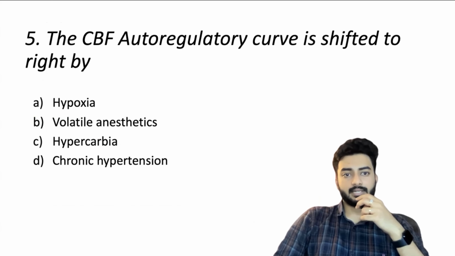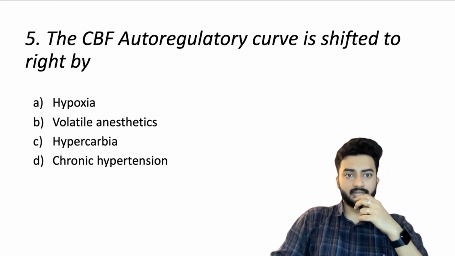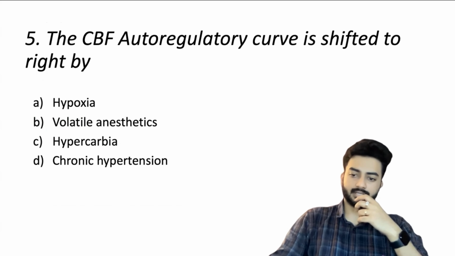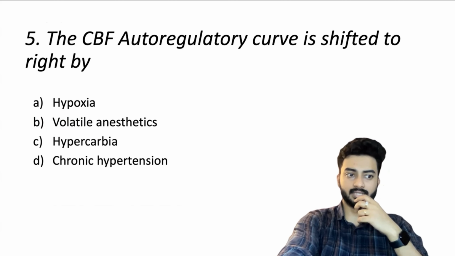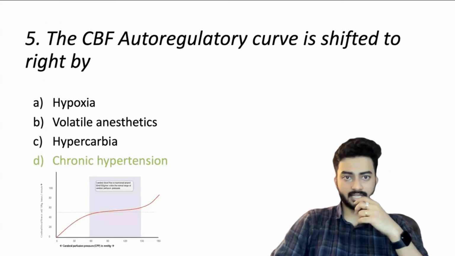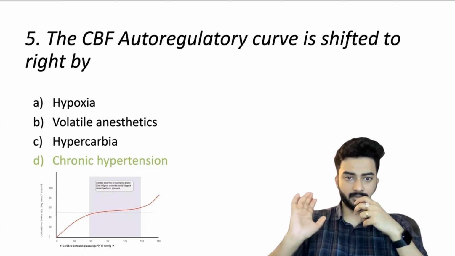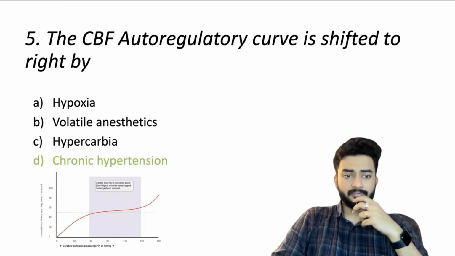Next question, the cerebral blood flow autoregulatory curve shifted to the right by A. Hypoxia, B. Volatile anesthetics, C. Hypercarbia, D. Chronic hypertension. If your neurophysiology is strong, this question is a cakewalk for you. The answer is chronic hypertension. This is the CBF autoregulatory curve, and the buffer region is from 60 to 150 mmHg of the MAP. If it falls below that, then your CBF autoregulation won't work.